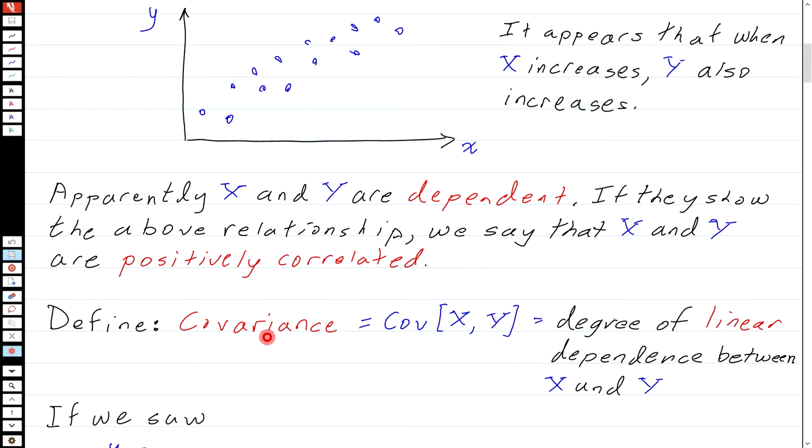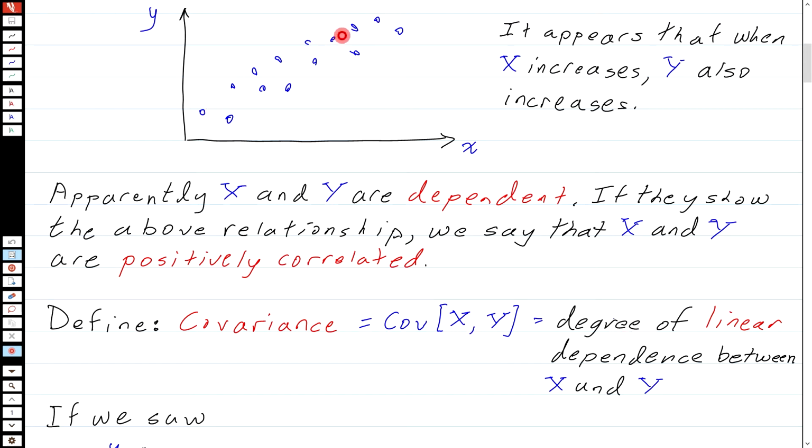So to capture this idea of dependence between x and y, we're going to define something we call covariance. I write this as COV(x, y). And we'll see shortly that this is the degree of linear dependence between x and y, and I stress the word linear here. Covariance between x and y could be 0, and yet there still may be a strong nonlinear dependence between x and y. We'll see an example of that shortly. So this is only going to capture the degree of linear dependence.